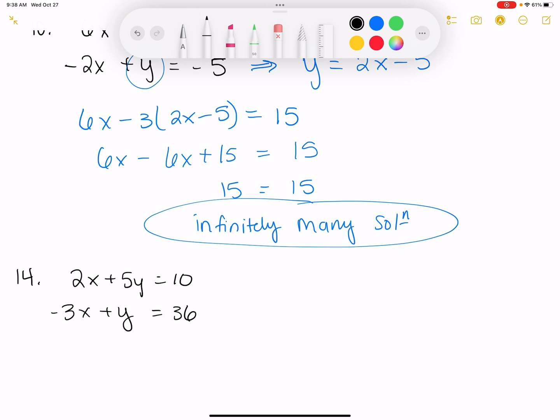Alright, y'all done with this problem? No. Almost. I'm trying to figure out what 36 times 5 is.